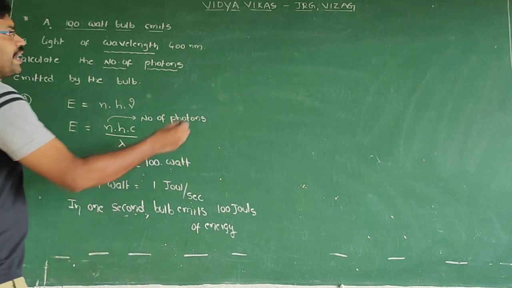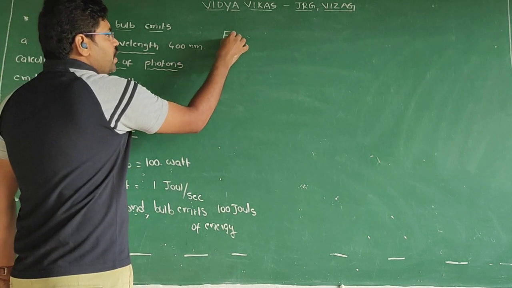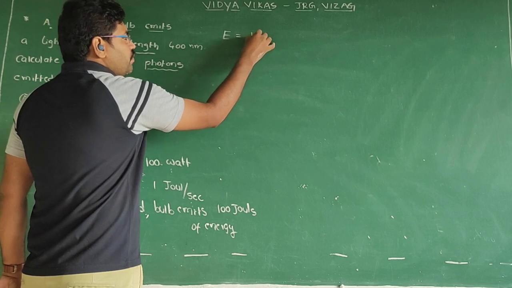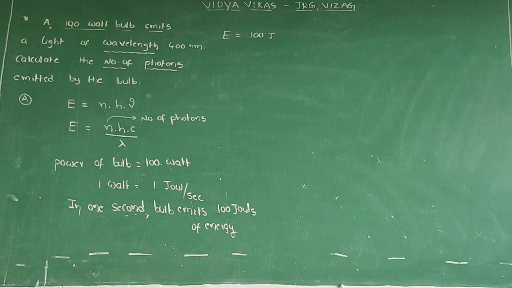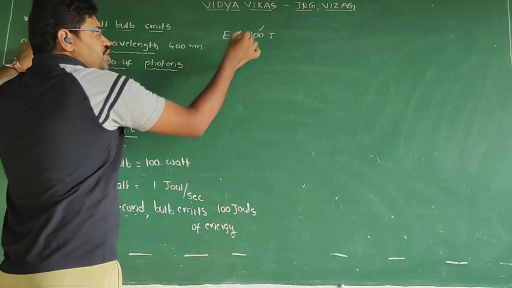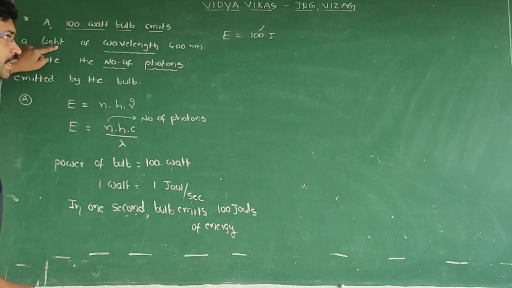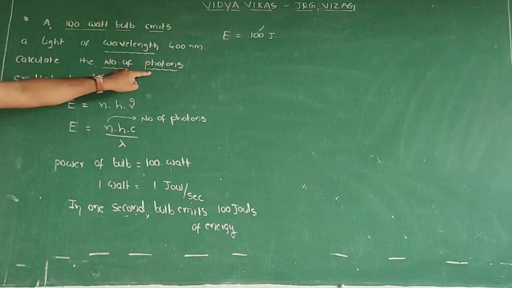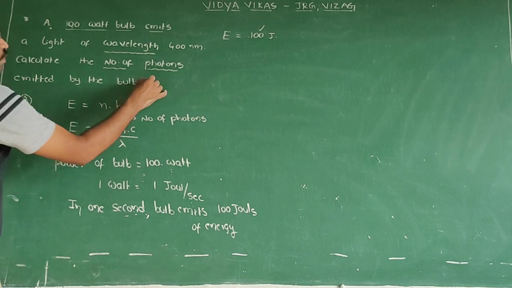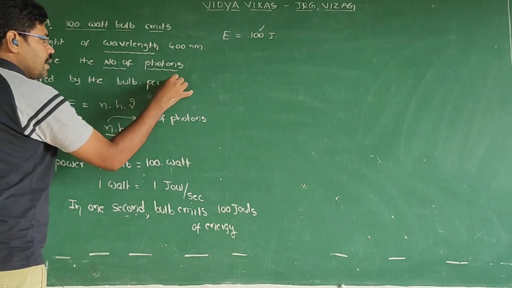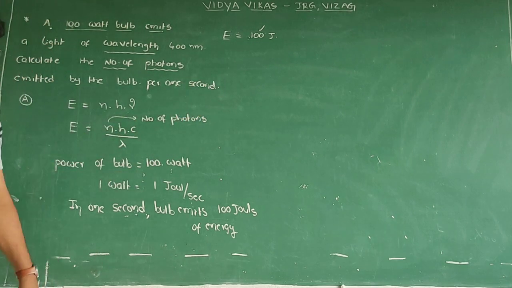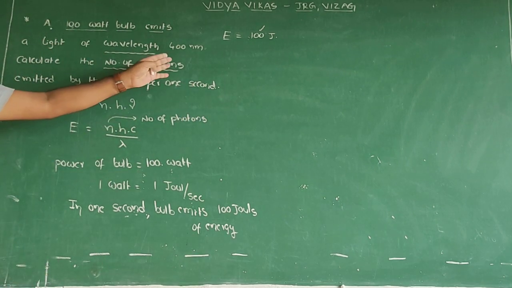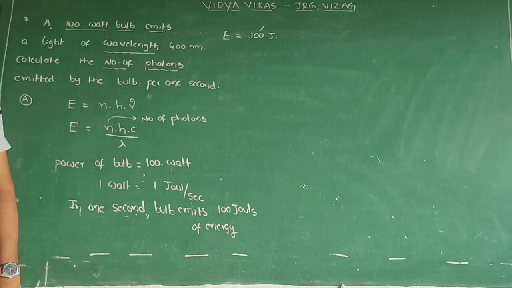So then we have an idea of the energy the bulb emits: here, 100 joules. So that's why the emitted light has energy 100 joules. Keep in mind, because the question is also to calculate the number of photons emitted by the bulb per 1 second. Yes, students, per 1 second. It's the continuation of the question. In a second, how many photons are emitted, that is what we are asked to calculate.